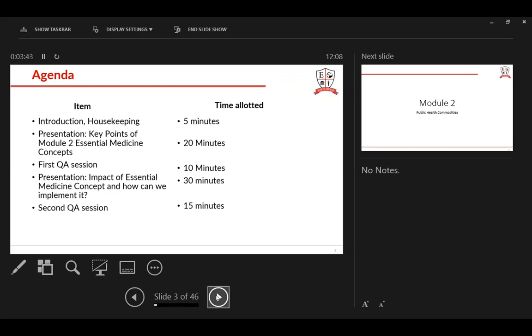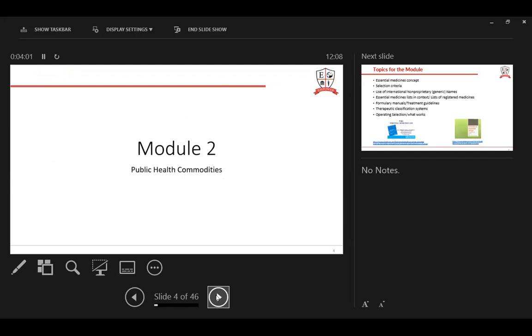What concept do we use? Because we noticed that everybody has an EML, but unfortunately it is not being used. Then we entertain questions for 10 minutes, and then we come back. We have the impact of the essential medicine concept and how we can implement or improve it. Then we have our second Q&A. So welcome once more to module 2.